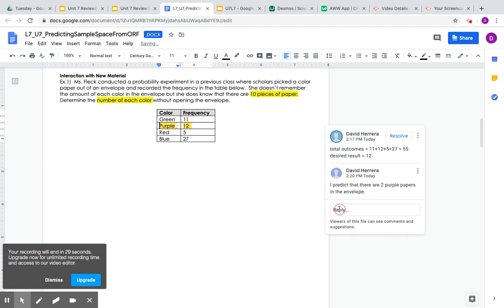All right, so go ahead and try that out, scholars. Check your work. Remember, since there are 10 pieces of paper in the envelope, your 4 numbers should add up to a 10.